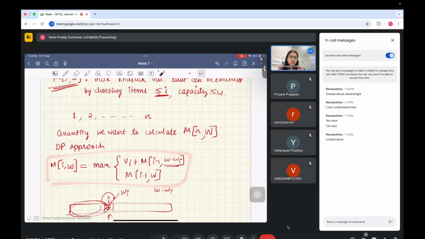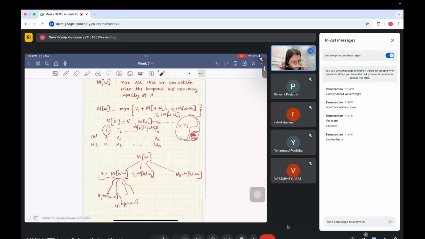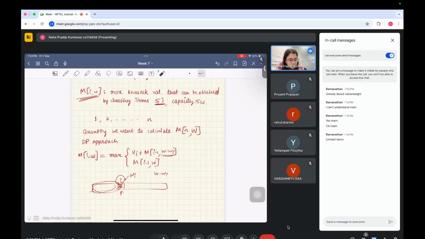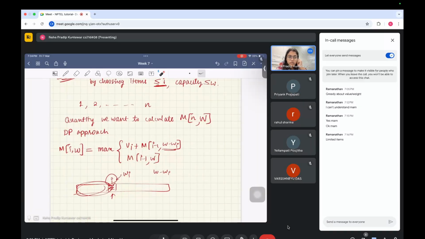So is this clear, or are there any questions about this? Compare this with the previous relation we had, and see how it is different from this one. Just let me know if you need further explanation on this.